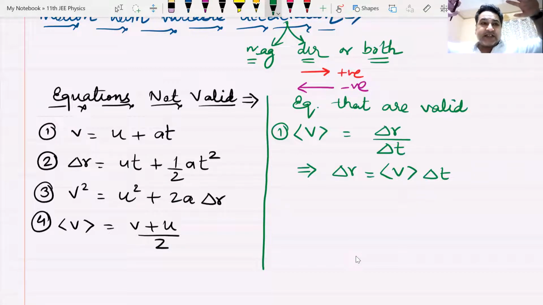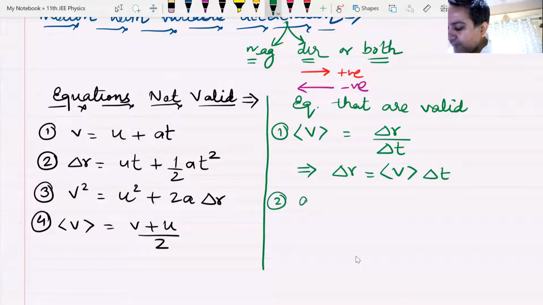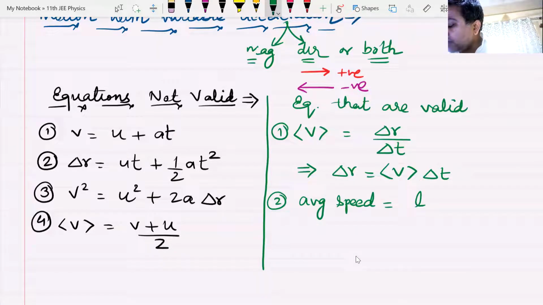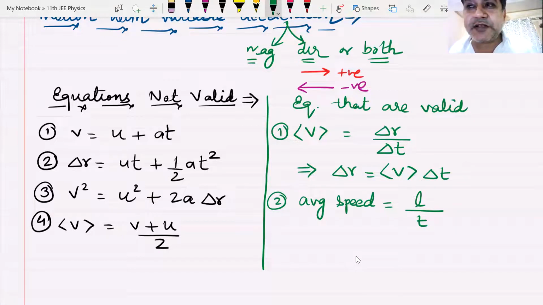Am I clear? Can I have some raised hands? This is the equation of average velocity. It is still valid. Number two, I will write average speed. What is average speed? Average speed is total distance divided by total time. It is still valid because it is the definition of average speed.